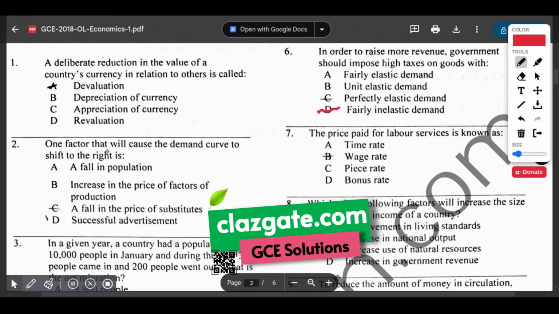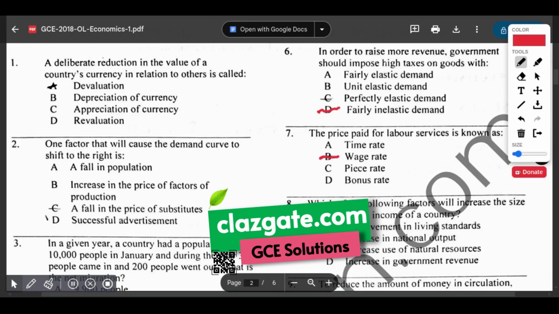Question 7. The price paid for labour services is known as wage rate. Okay, the answer is wage rate. We have time rate as an option, piece rate as an option, bonus rate as an option, but by basic knowledge it is wage rate, because even in the questions they say the wage paid for this person's hours of work is this amount. It's wage because the unit of labor is calculated in wage in economics. It's wage rate, B, number 7.